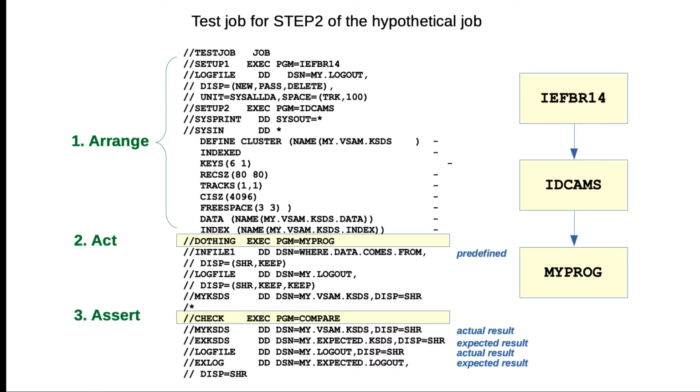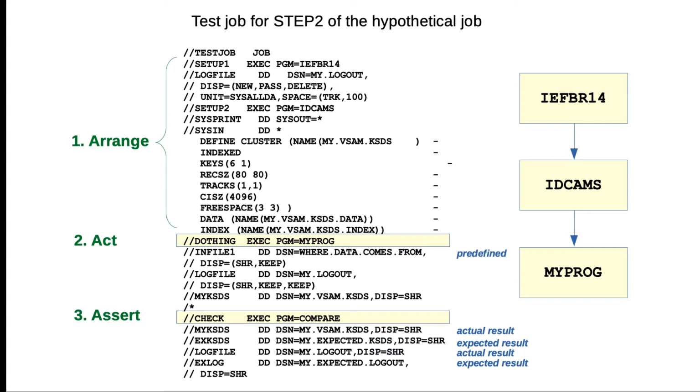We can test individual job steps using system utilities and possibly some fairly simple scripts or programs, like the one named compare in step check. This is as fine-grained as we can go using the standard facilities of the system. Cobol Check is meant to enable us to go one level smaller than this. We'll see how that works in a couple of minutes.